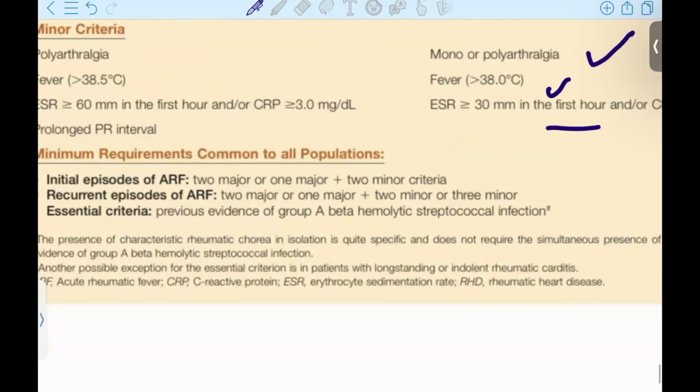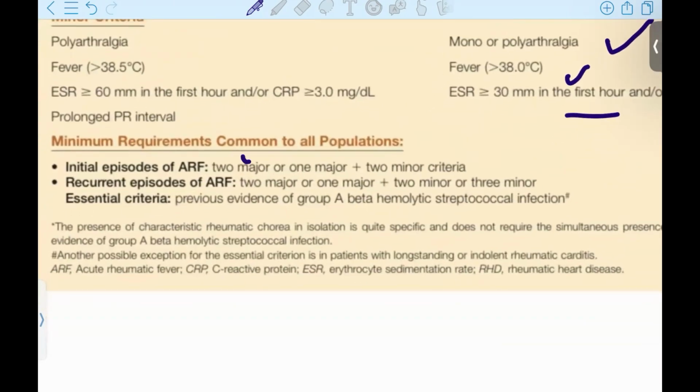Next, what is the minimum criteria that should be followed? So first, at least 2 major or 1 major plus 2 minor should be maintained.